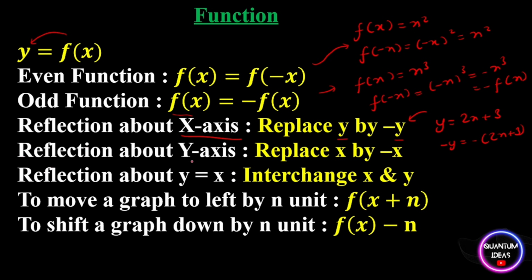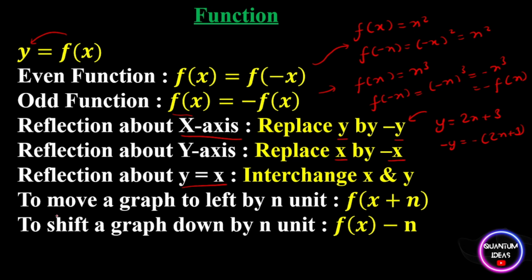Reflection about the y-axis. To reflect a function about the y-axis, you have to replace x by minus x. Reflection about the line y equals x, in that case you can simply interchange x and y in the given function or given point or coordinates.